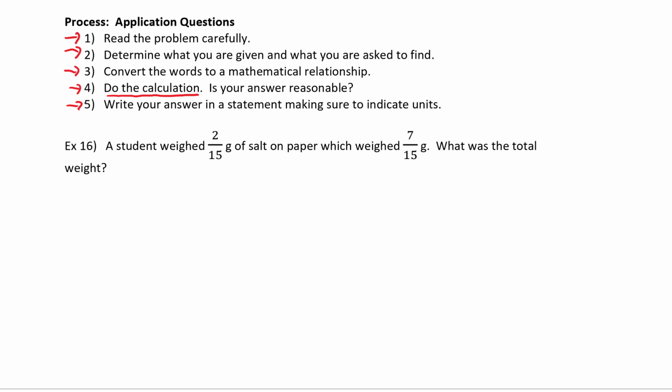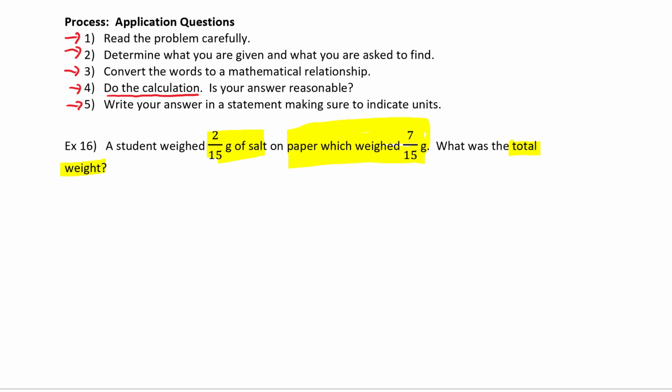Let's apply these principles to this word problem. A student weighed 2 over 15 grams of salt on paper, and the paper weighed 7/15 of a gram. What was the total weight? Read the problem carefully. Student weighed this much salt, and on the paper, it weighed this much. So we have two different things. We have paper and we have salt. What's the total weight? So I'm asking the total, so I have to add this up. This is an addition question.